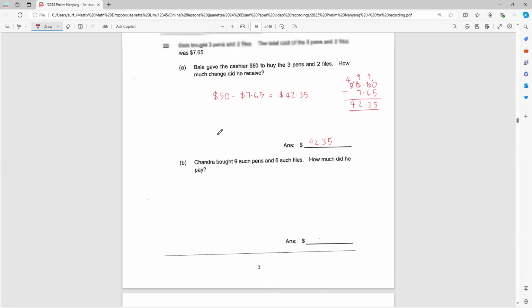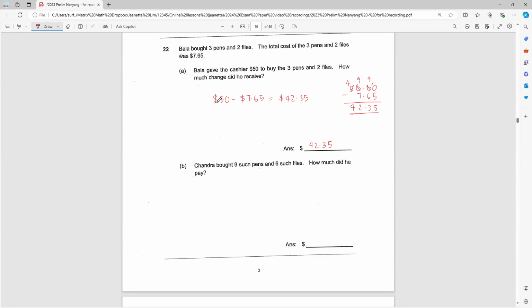Part B, Chandra bought 9 such pens and 6 such files. How much did he pay? So from the question, 3 pens and 2 files cost $7.65. And this 9 pens, 6 files, right, is actually just 3 times of this. So all you need is to times 3 to the whole thing to find the cost of 9 pens, 6 files.